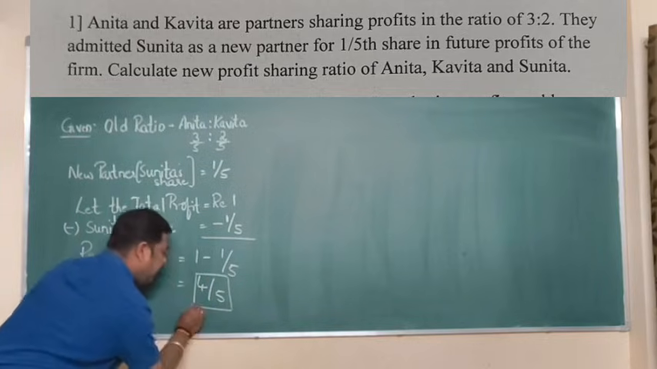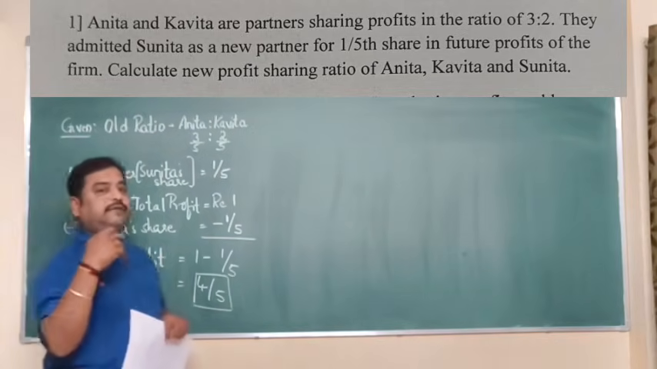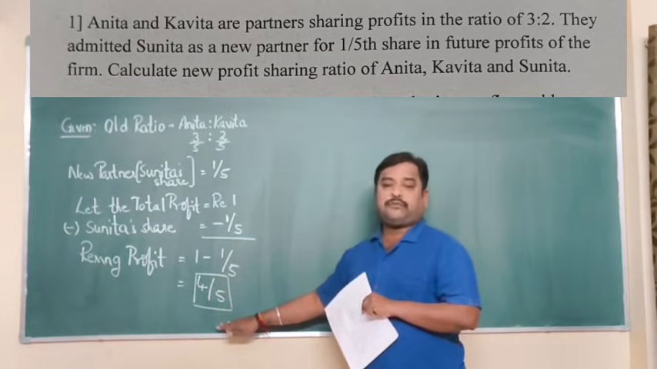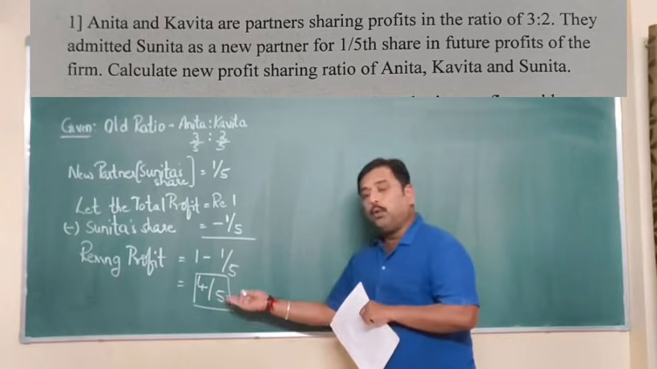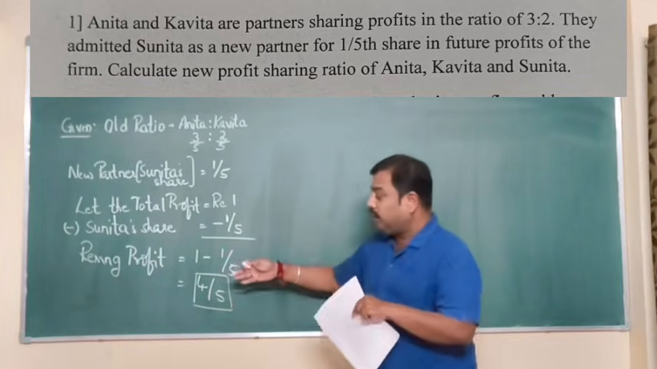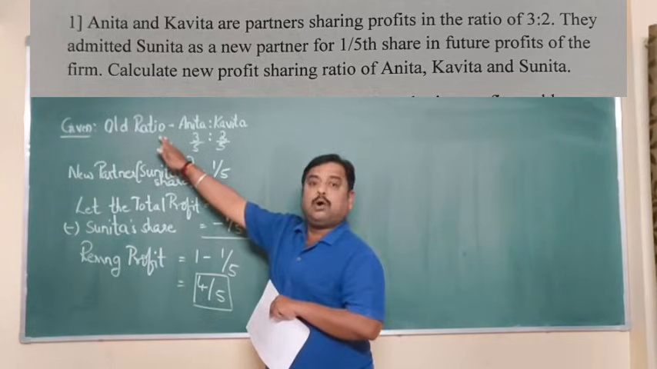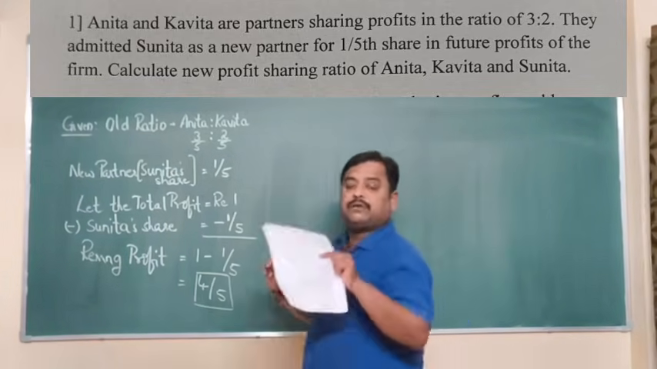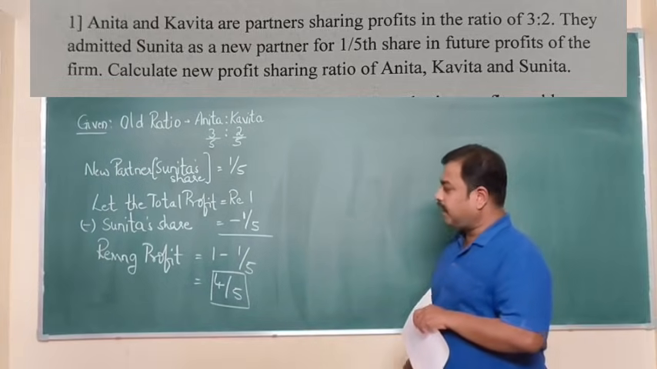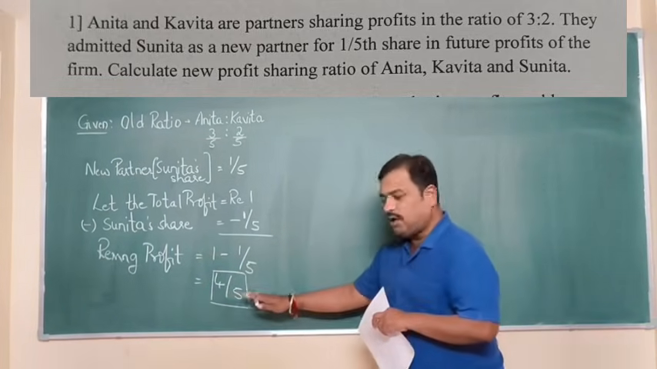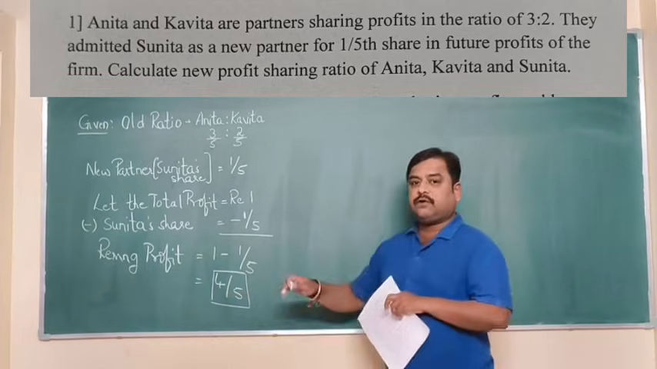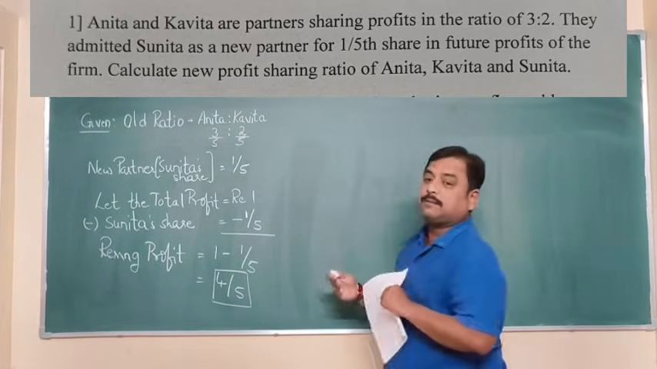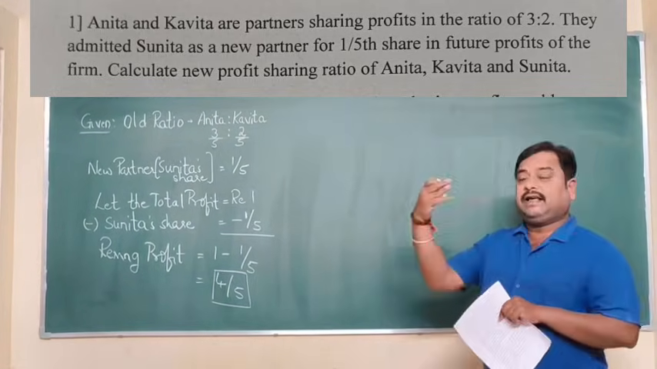4 by 5. That means after giving the new partner her share, how much will be the remaining profit? 4 by 5. And to whom does this 4 by 5 belong? This 4 by 5 belongs to our old partners, that is Anita and Kavita. So what is the remaining profit now? 4 by 5. To whom does this 4 by 5 belong, students? Anita and Kavita. Now here comes the formula for calculating NPSR.